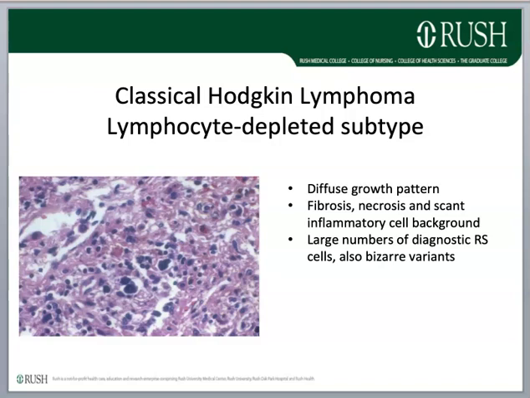The lymphocyte-depleted subtype is sort of the negative of the lymphocyte-rich type. It also has a diffuse growth pattern and often appears hypocellular due to the presence of extensive fibrosis, necrosis, and a paucity of accompanying inflammatory cells. In this variant, there's a large number of diagnostic Reed-Sternberg cells, and you can find bizarre, weird variants of these Reed-Sternberg cells.